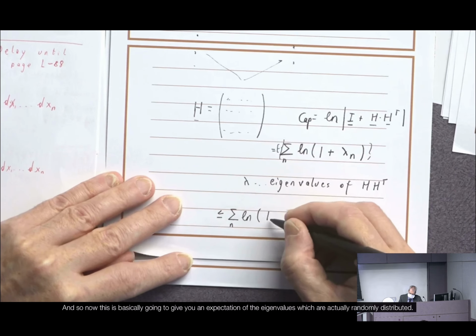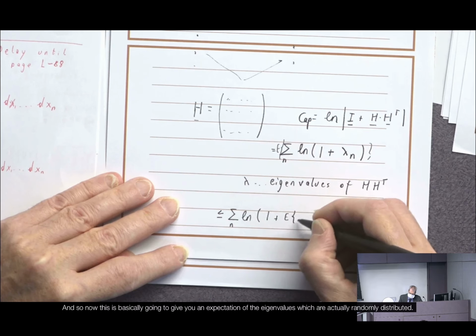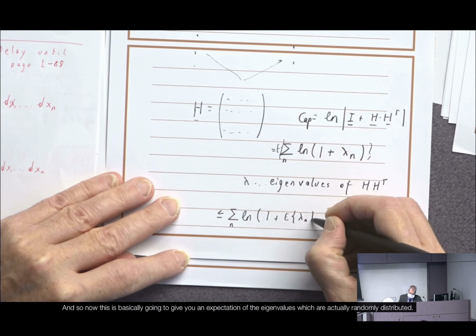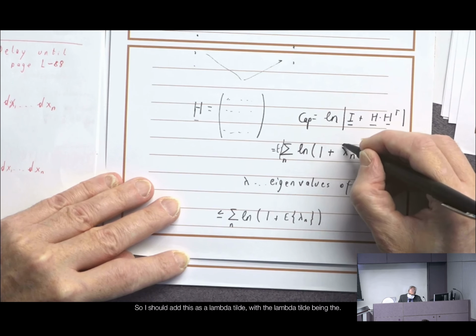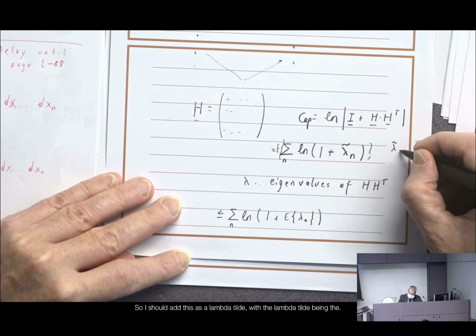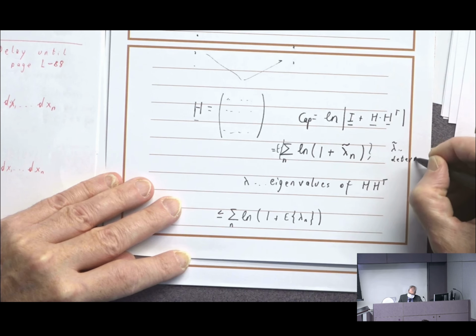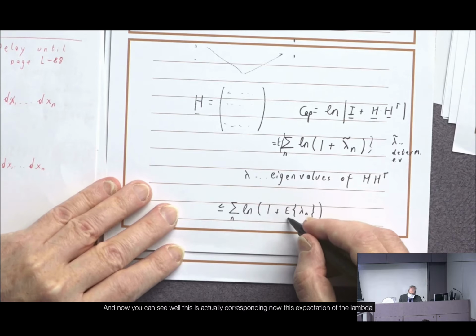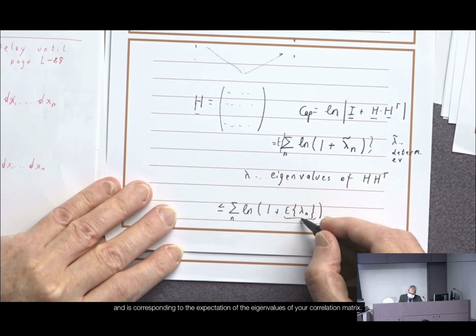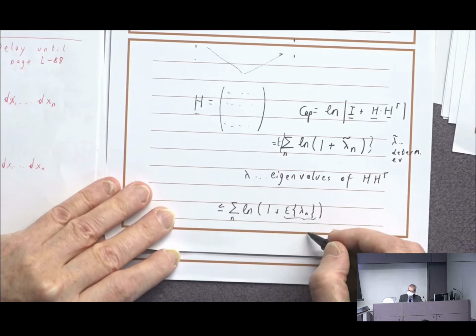And so now this is basically going to give you the expectation of the eigenvalues, which are actually randomly distributed. Sorry, I should write this as a lambda tilde, with the lambda tilde being the deterministic eigenvalues of the particular realization. And now you can say, well, this expectation of the lambda n corresponds to the expectation of the eigenvalues of your correlation matrix, and that is going to give you now your capacity.